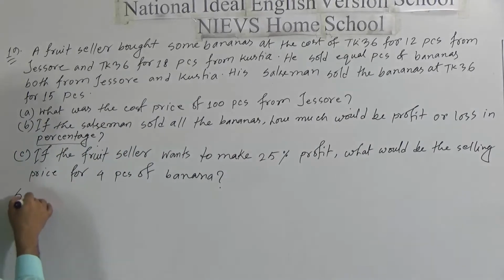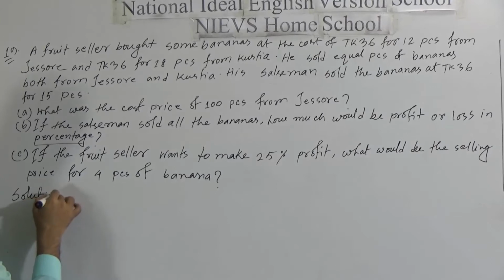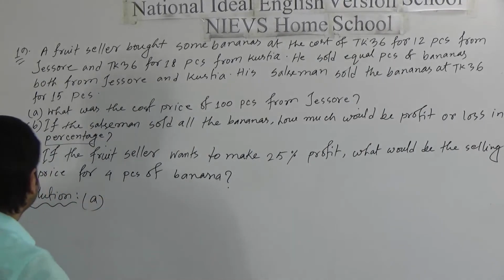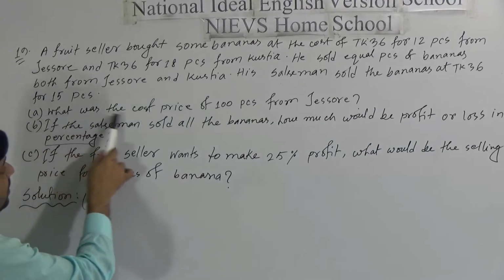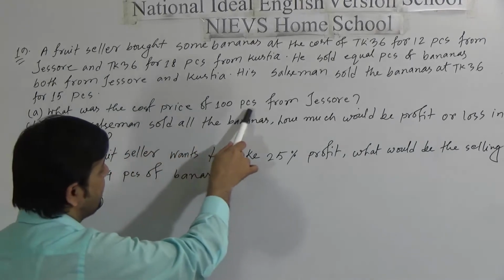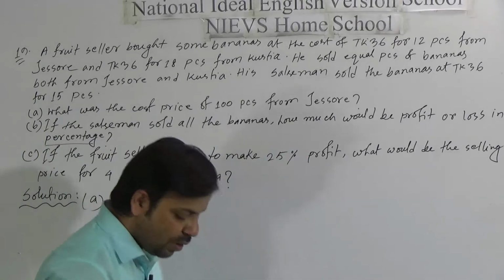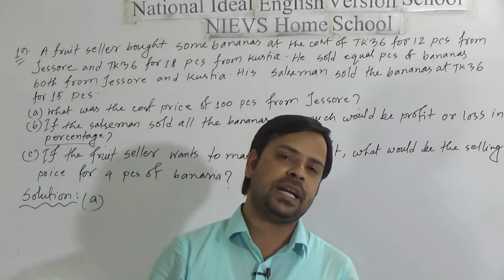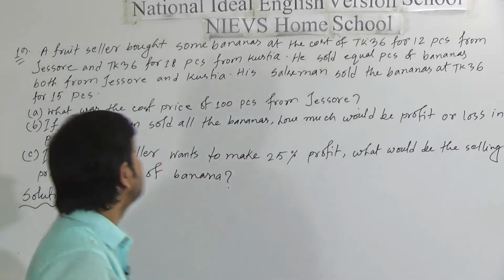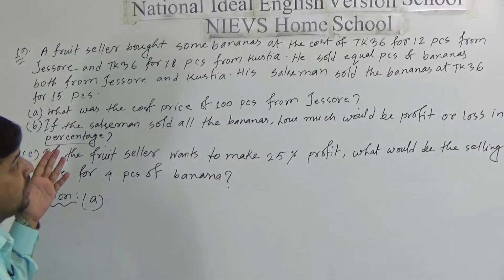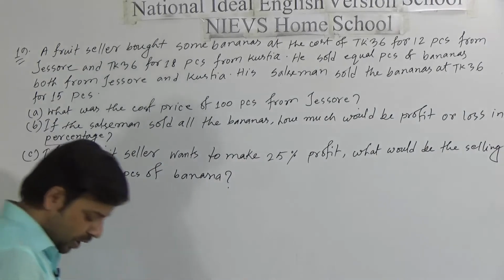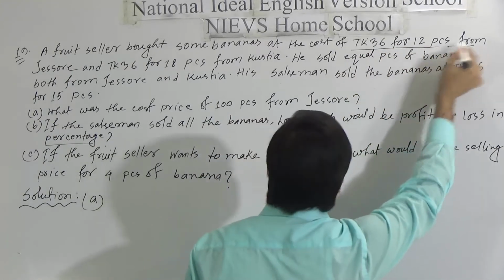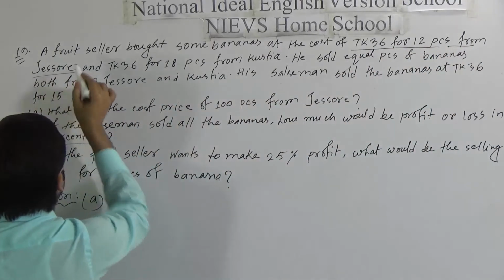First question, solution. Question A. This is a very simple question. What is written here in question A? What was the cost price of 100 pieces from Joshua? It means that we have to determine the cost price of 100 pieces of banana which is taken from Joshua. It means that using the information Taka 36 for 12 pieces from Joshua, we have to solve question A.